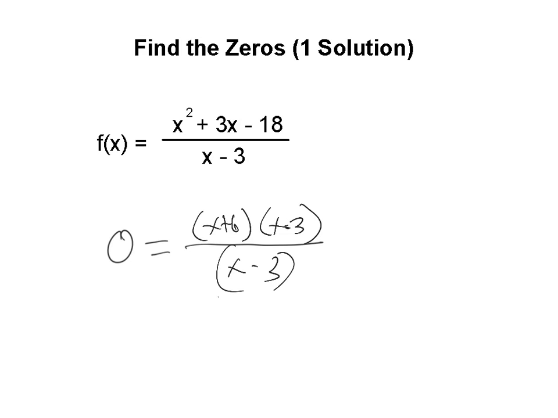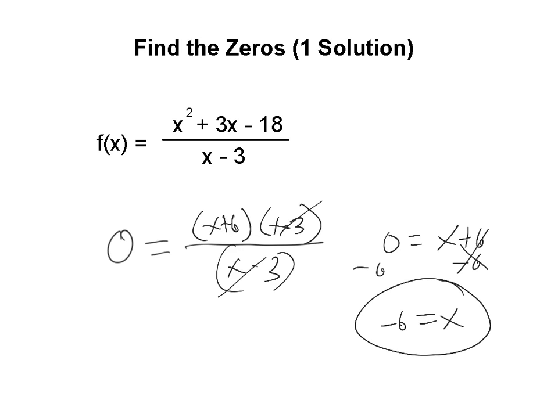And then notice what happens. These cancel each other out. So you end up with just 0 equals x plus 6. So what's your solution for x? What's your 0? Solve by canceling that out, right? And you get this. So there's our 0. That's an example of one that has one solution.